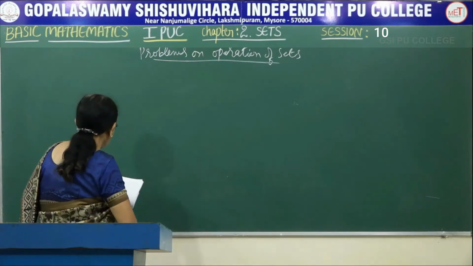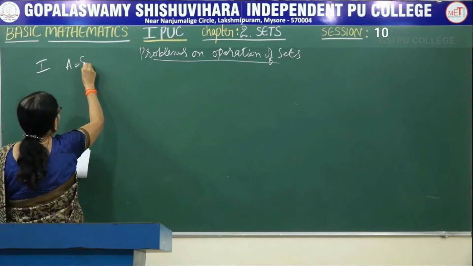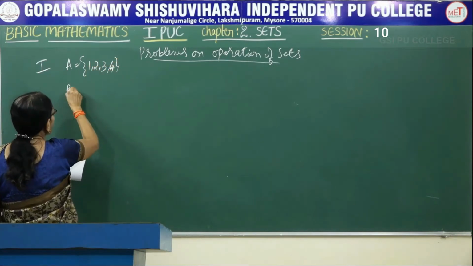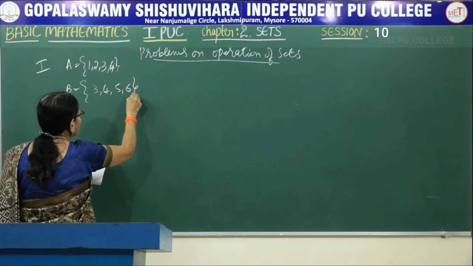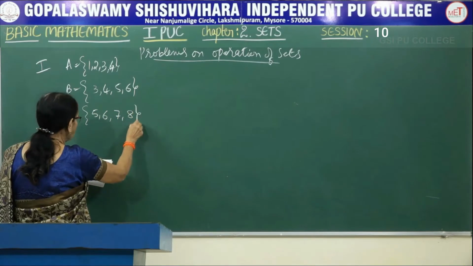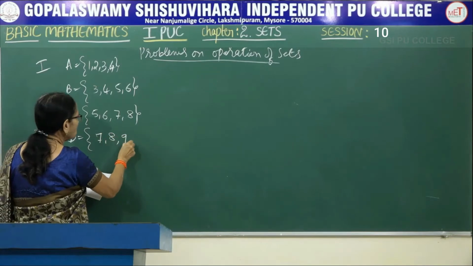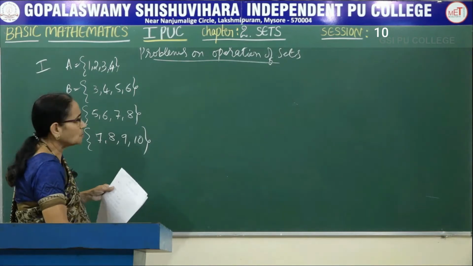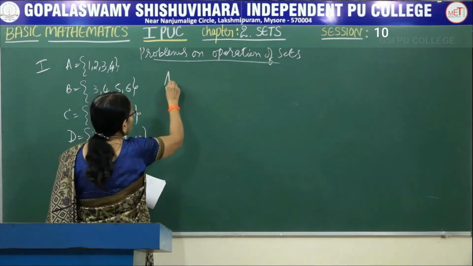So, the first problem is like this. The set A contains 1, 2, 3, 4. Set B contains 3, 4, 5, 6. Set C contains 5, 6, 7, 8. And there is one more set D which contains 7, 8, 9, 10. Now, we have to calculate whatever quantities have been asked in the problem. So, these are the things that have to be calculated.